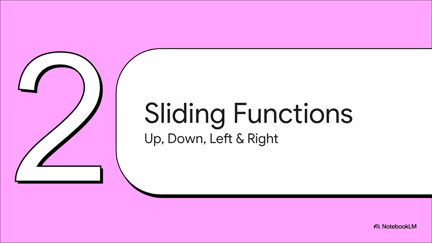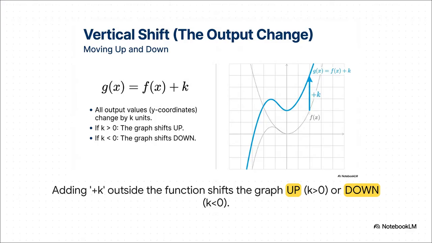All right, let's grab the first and probably the most common tool from our kit, shifts. You might also hear them called translations. This is all about sliding the entire graph up, down, left, or right without changing its actual shape at all. Let's start with the easy ones, vertical shifts. Why are they easy? Because they work exactly the way you'd think they would.